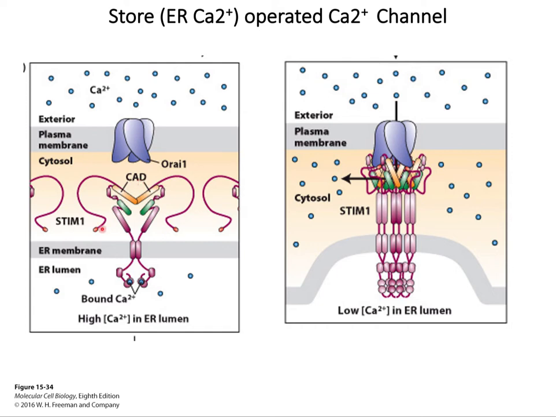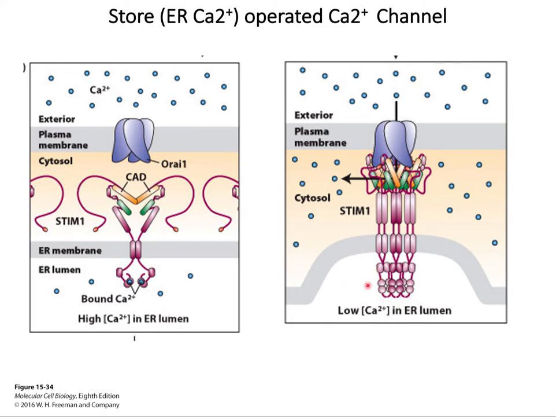On the left side, we are seeing that in this condition there is a high level of calcium in the ER lumen. The calcium is bound to the ER sensing protein STIM1, which is in its native dimeric form and does not interact with the plasma membrane-associated ORAI1 channel. On the right-hand side, as a consequence of IP3 signaling, the ER-stored calcium moves out into the cytosol and engages in different functions. We have seen the mechanism in the last slide.